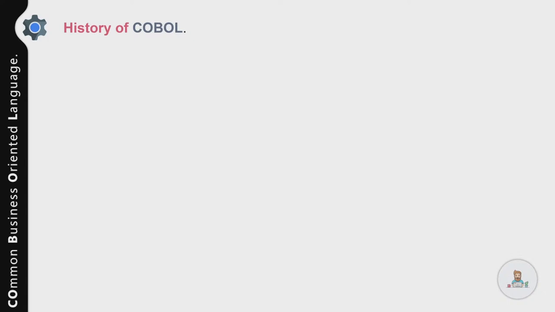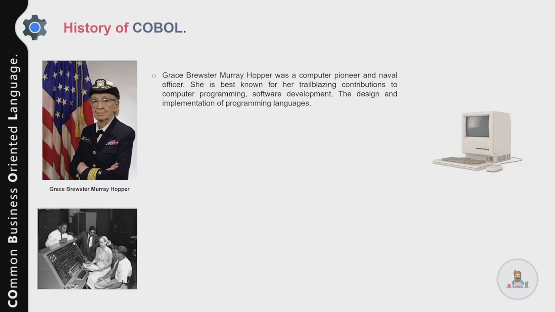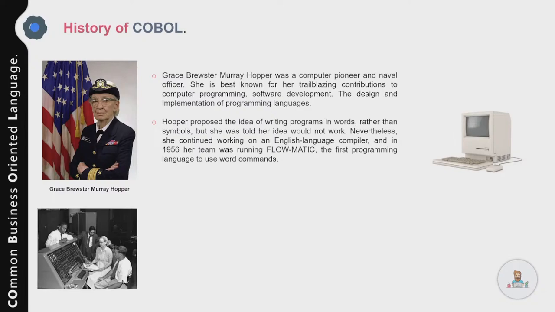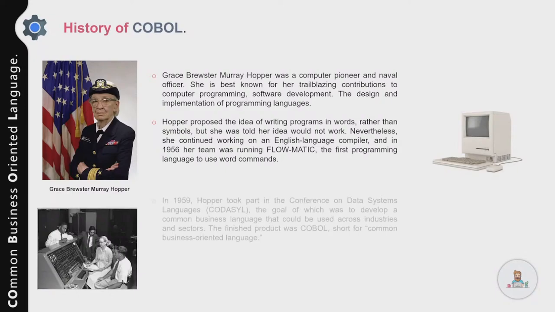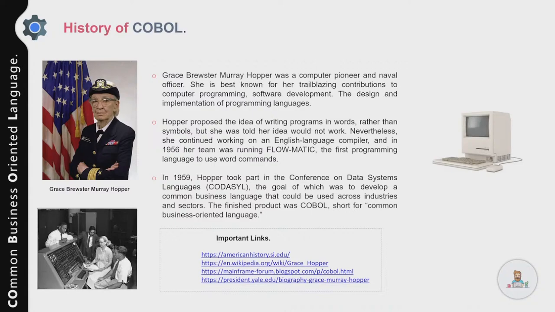Now let's deep dive into the history of COBOL. But before I discuss the important historical milestones of the last 60 years, let me introduce you to a well-known personality, that is Grace Hopper. She was a pioneer in computer programming and played a crucial role in the development of COBOL. She is best known for her trailblazing contribution to computer programming, software development, and the design and implementation of programming languages. She proposed the idea of writing programs in words rather than symbols, but the idea was not supported by the community. Nevertheless, she continued her work on an English language compiler, and in 1956, her team was running Flowmatic, the first programming language to use word commands.